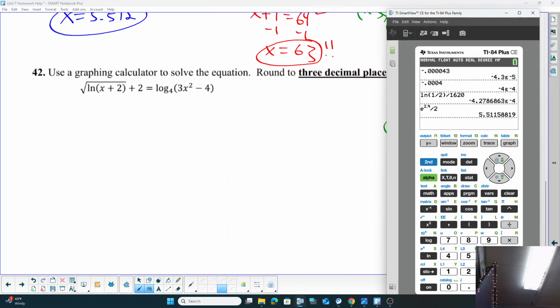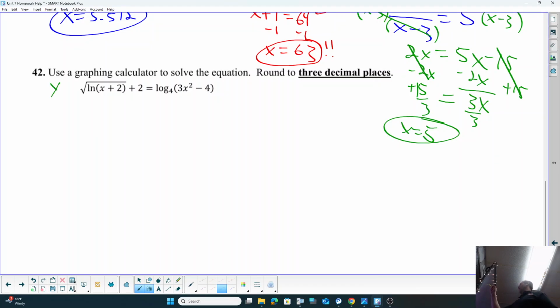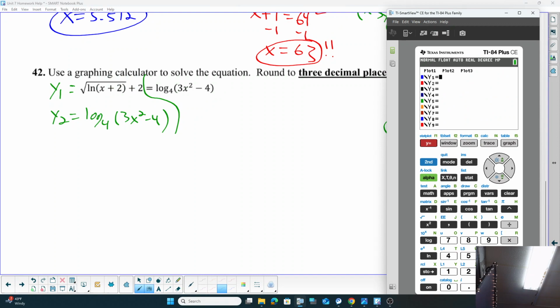So you're going to use your graphing calculator, and you're going to go ahead and do intersection. Find the intersection of the two graphs. So basically this is y1, and this will be y2. Log base 4 of 3x squared minus 4. And so you're just going to plug both of these into your calculator like that. And then intersection. So how do we do that?